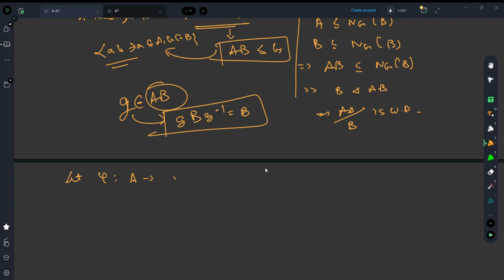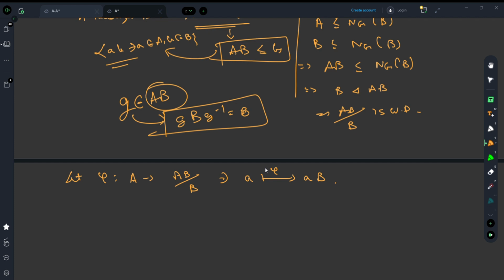consider a map phi from A to AB mod B such that an element small a is mapped to aB. Is this map well defined? It's well defined by definition, right? If you choose two equal elements a1 and a2, then a1B will be a2B. That's quite a trivial definition. So it's well defined by definition.